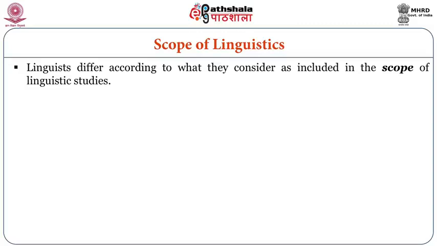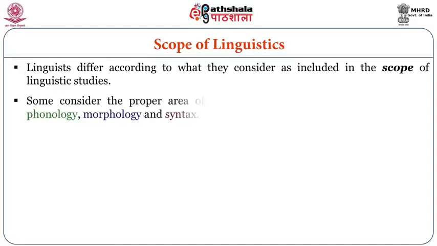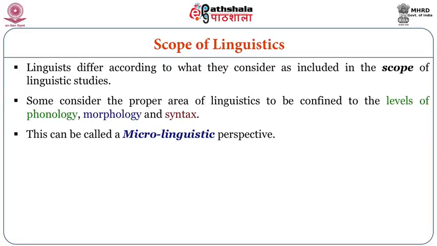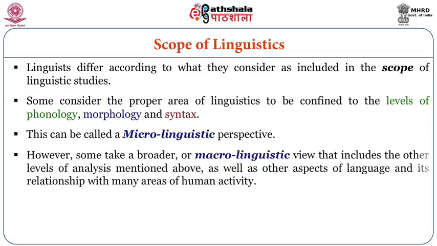Linguists differ according to what they consider as included in the scope of linguistic studies. Some consider the proper area of linguistics to be confined to the levels of phonology, morphology and syntax. This can be called a microlinguistic perspective. However, some take a broader or macrolinguistic view that includes the other levels of analysis mentioned above, as well as other aspects of language and its relationship with many areas of human activity.